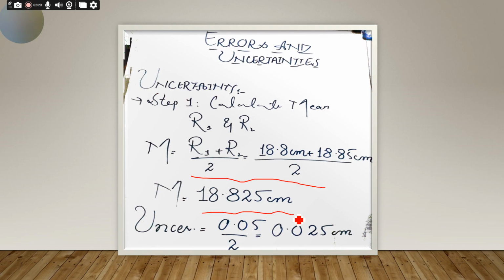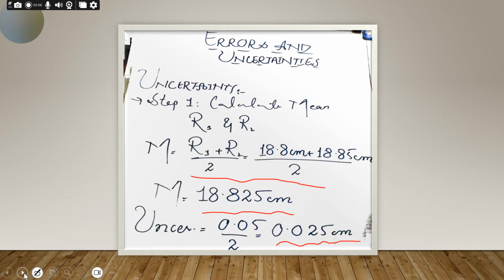Since we have calculated our error for the experiment, and now we have calculated the mean, we'll move towards calculating uncertainty, and for that we simply take the error and divide it by 2. So here we have the uncertainty for our particular experiment, 0.025 centimeter.